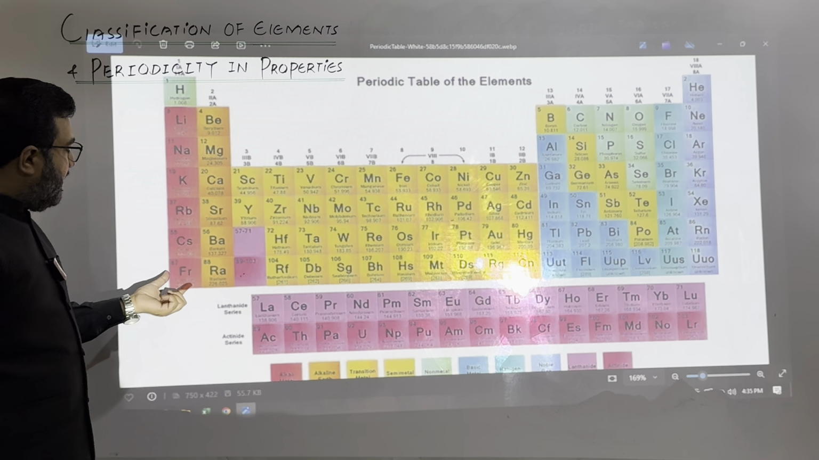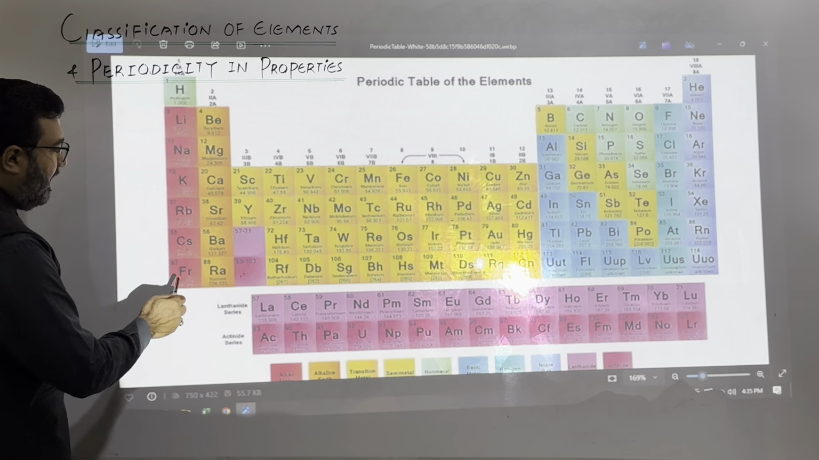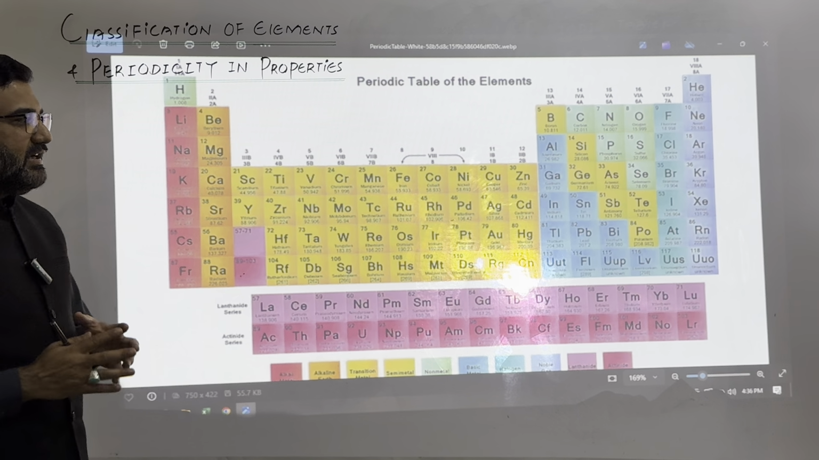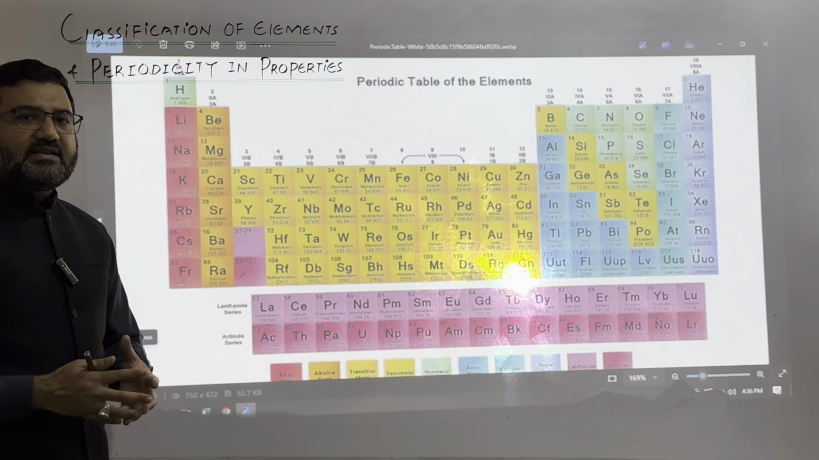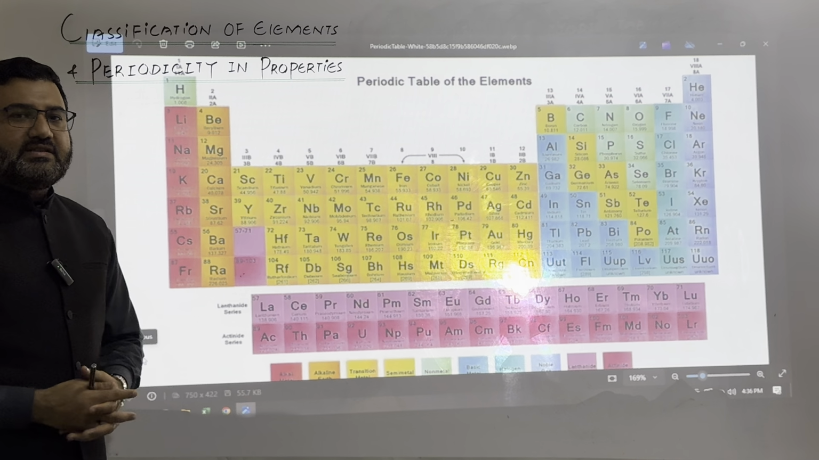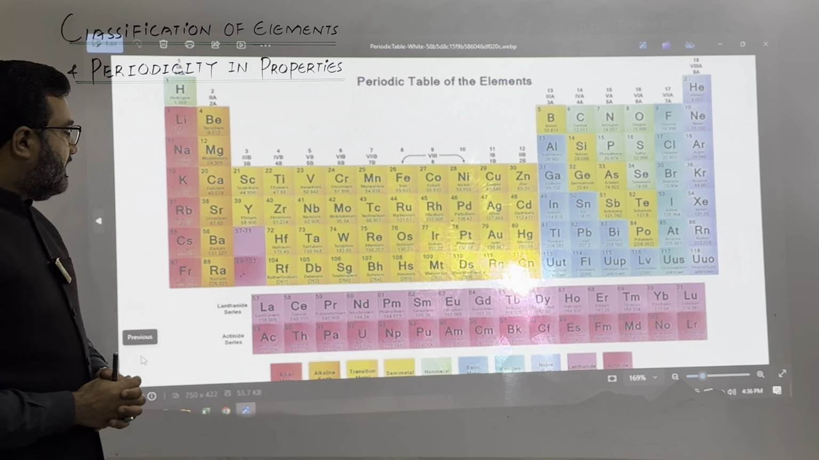While the seventh period starts from francium and it has these elements. And my dear students, the seventh period is nowadays called the incomplete period, and all the new discoveries of the elements will be part of the seventh period.